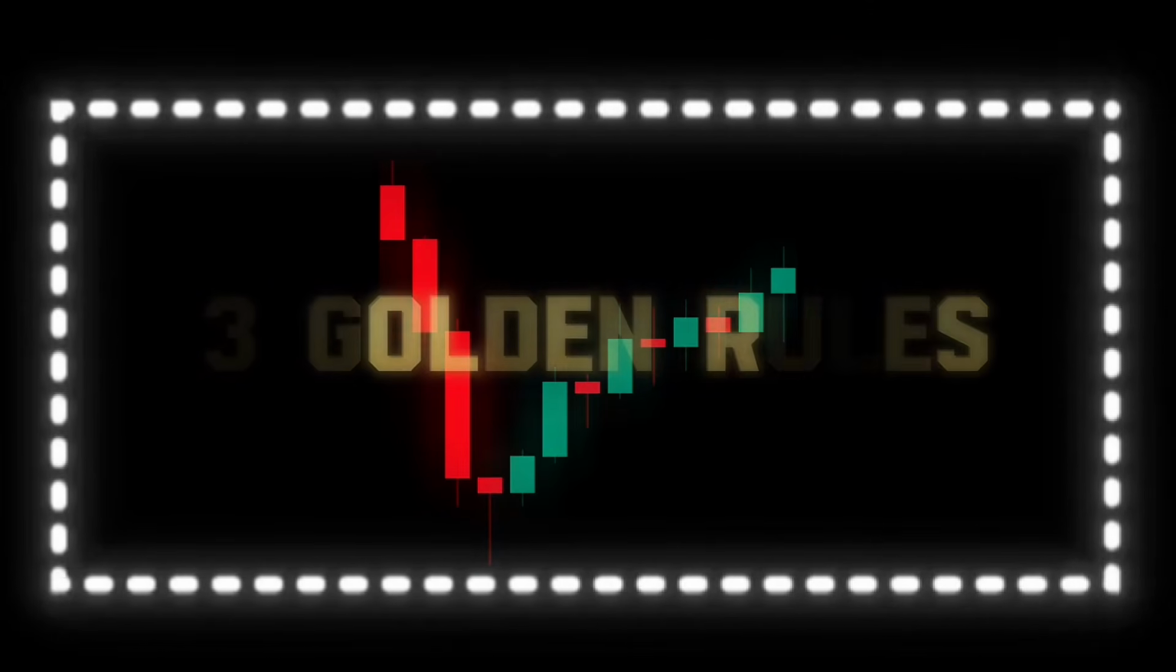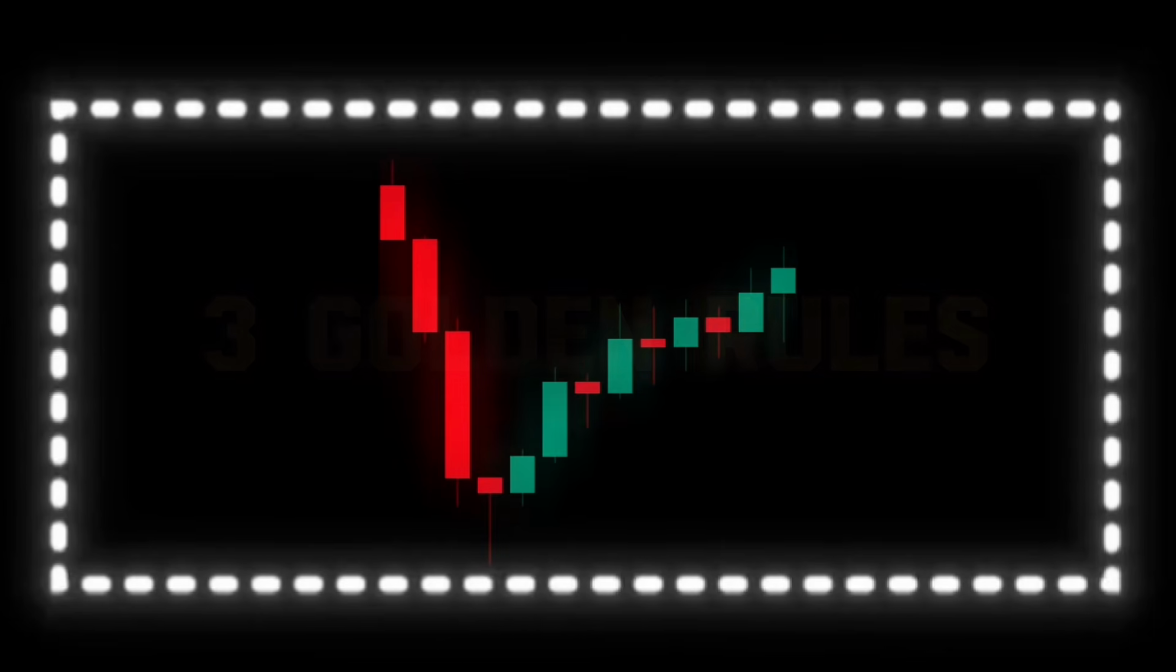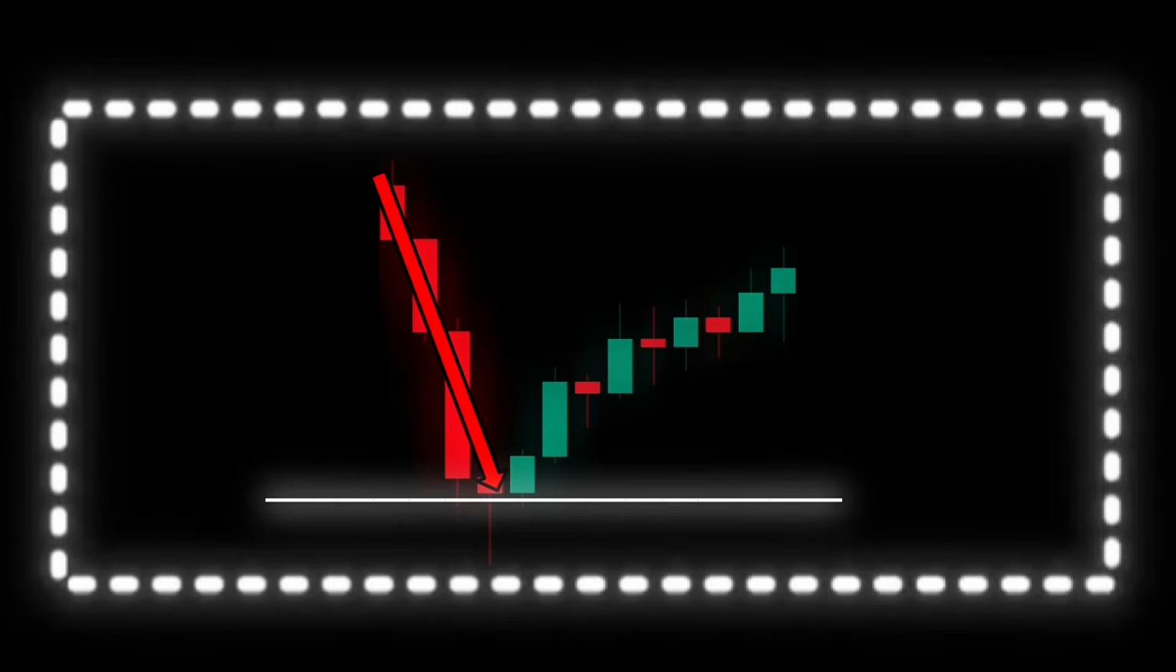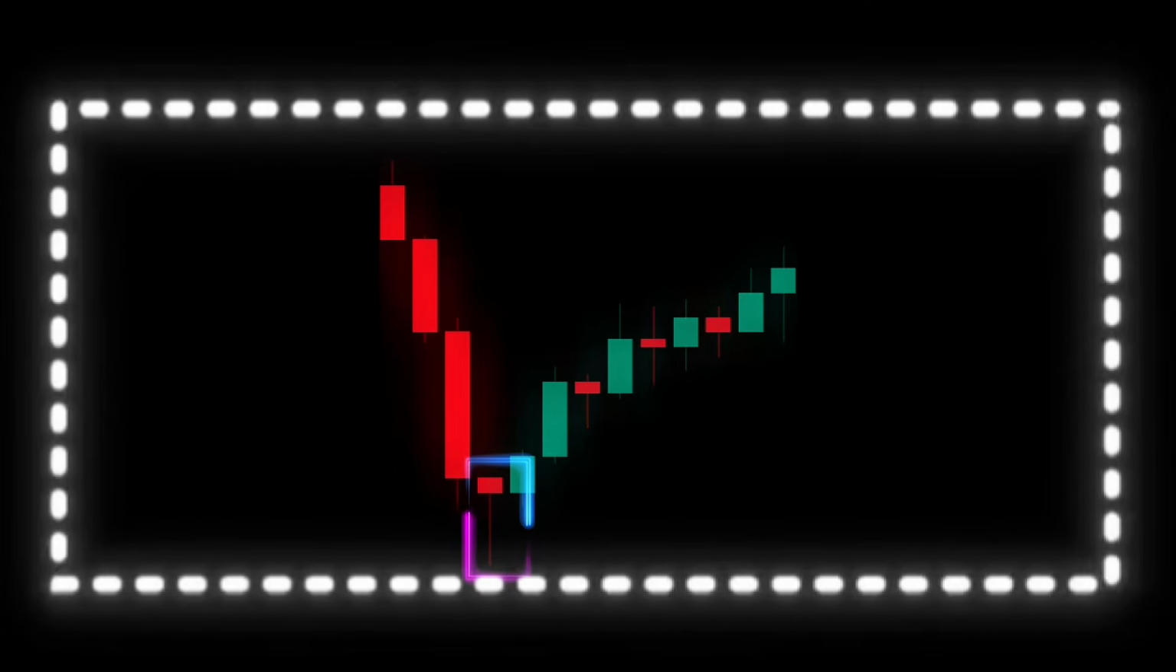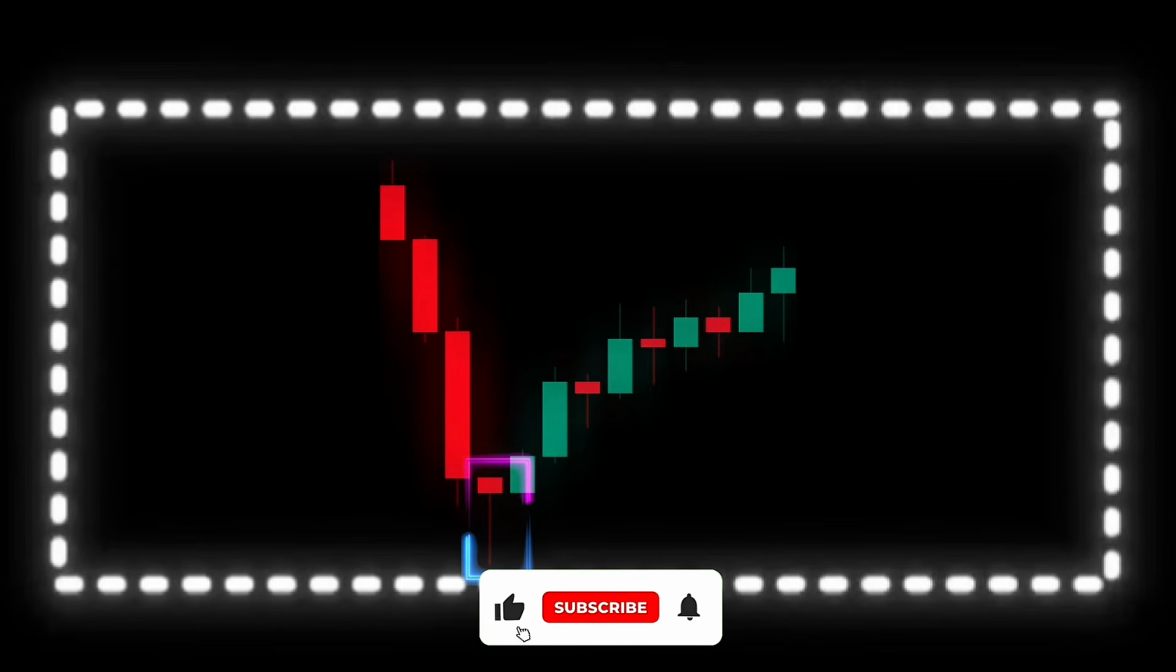As we discussed in the 3 golden rules, if that candle appears at the bottom of a downtrend and it has a long lower wick with a small real body near the top, then yes, it's a hammer, even if it's red. So don't let the color throw you off. Focus on the location and structure, not just the shade.